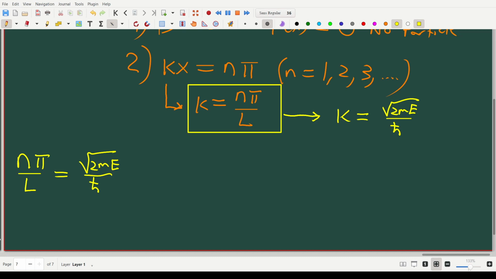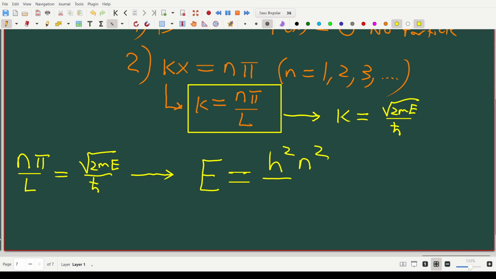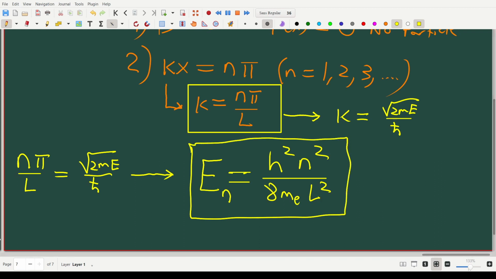Let's solve this for energy. That's what we really care about. Remember, we're doing the Schrodinger equation. We want to find the energies of our system. So here's an equation we can solve for E. Once we do a little bit of math with some pi's, E is equal to h squared n squared over 8 times the mass of the electron, L squared. I'll write E sub n here. And of course, n is an integer.